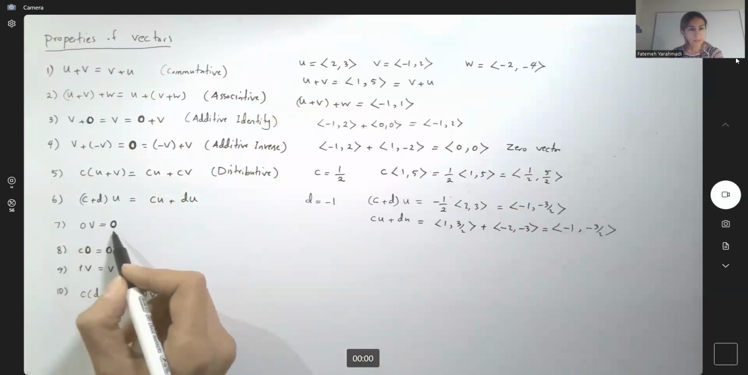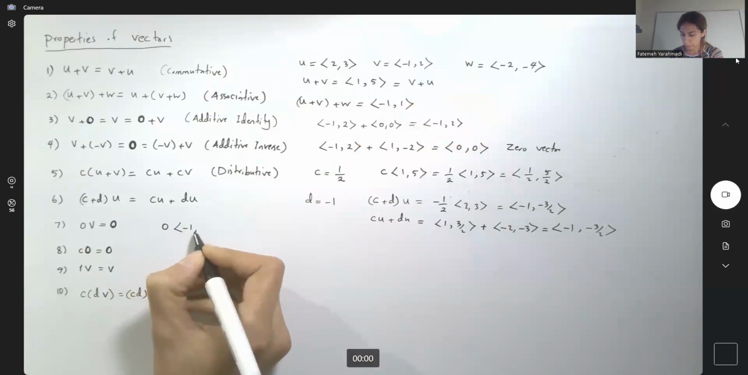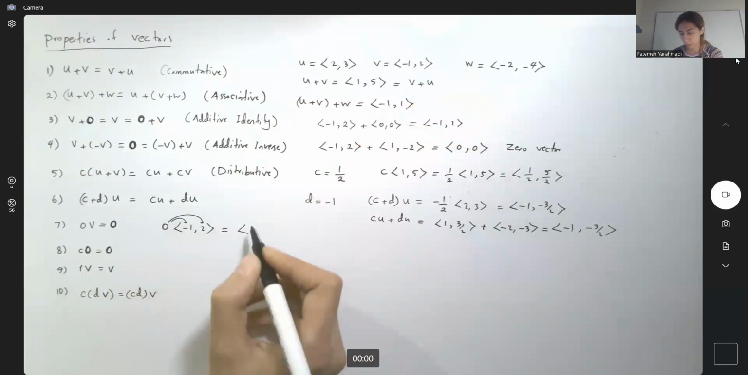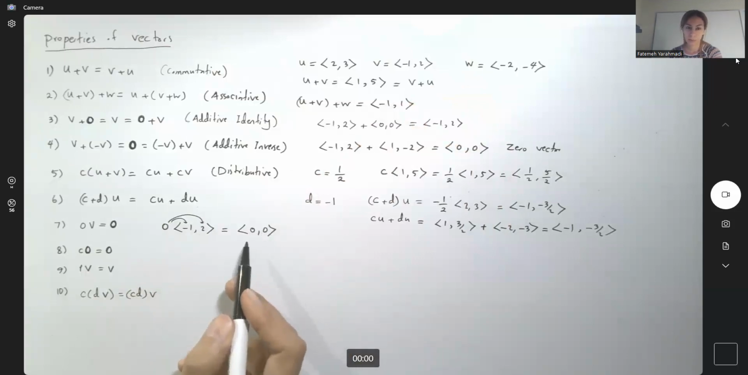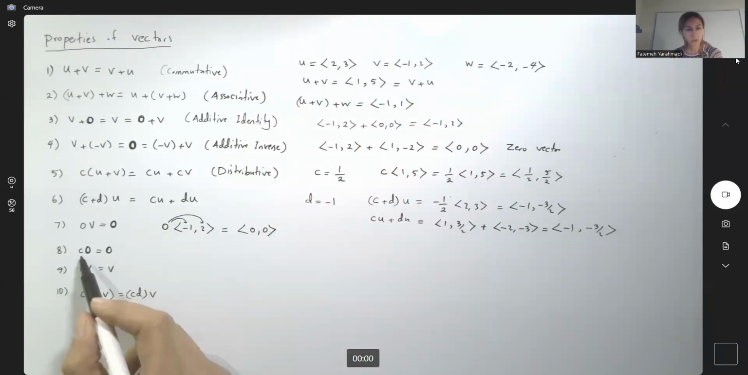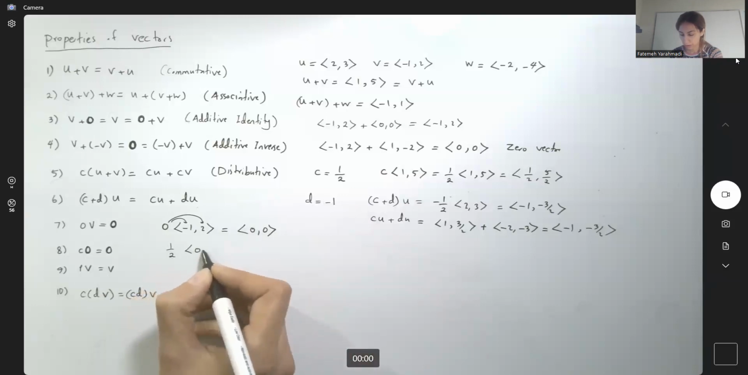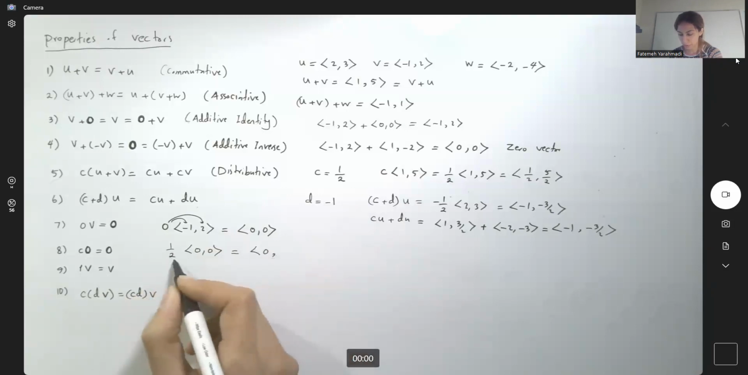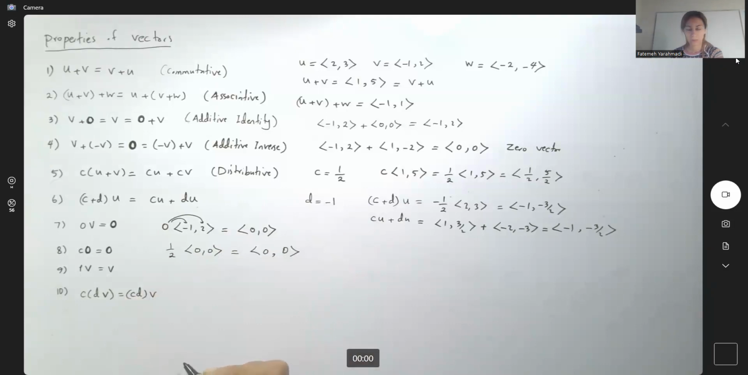0 times any vector gives you the 0 vector. So the scalar multiplication of 0 and vector v, negative 1 and 2, is 0 times negative 1, 0 times 2. So it gives me the 0 vector. Make sure you use the correct representation. If I multiply c by the 0 vector, like a half multiplied by 0 and 0, this is basically 0 times a half, which is 0, 0 times a half, which is 0, so you get the 0 vector back.